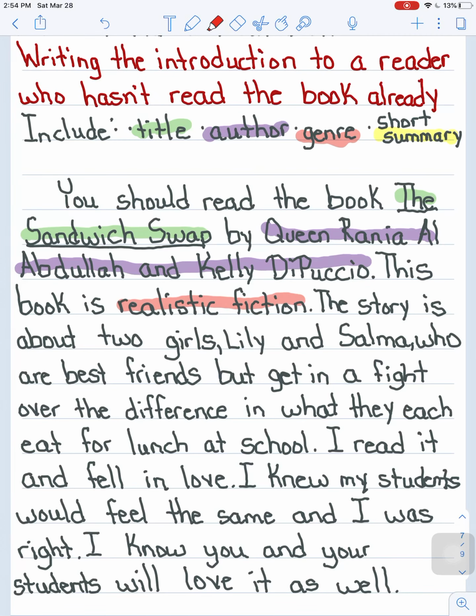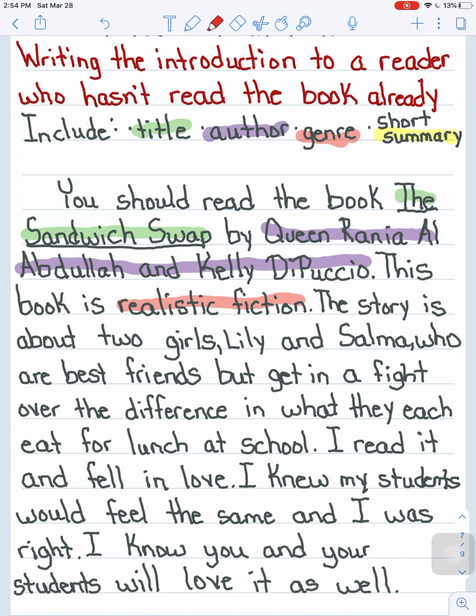The story is about two girls, Lily and Salma, who are best friends but get in a fight over the difference in what they each eat for lunch at school. I read it and fell in love. I knew my students would feel the same, and I was right. I know you and your students will love it as well.